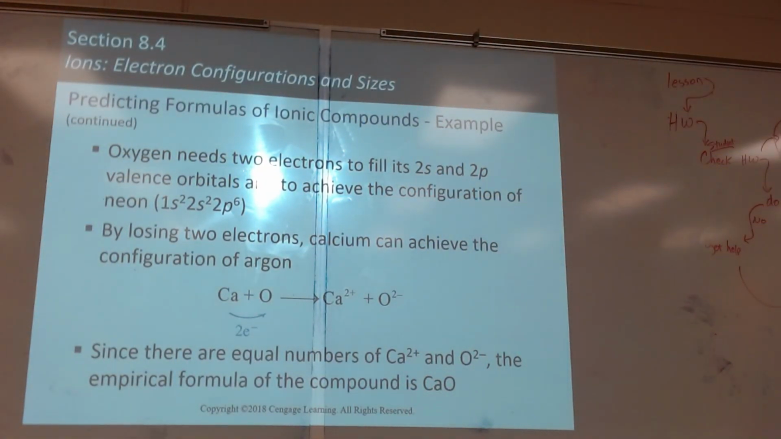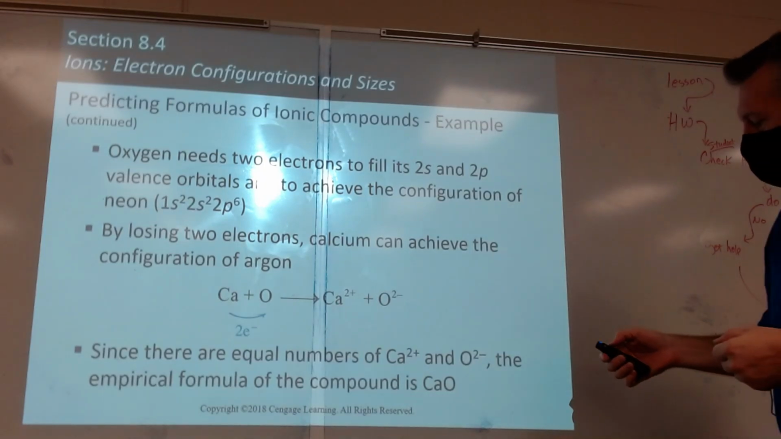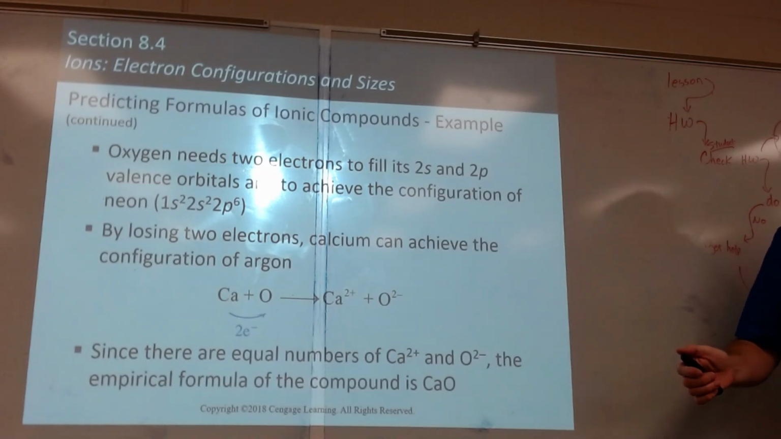They're going to stick together just through electrostatic attraction. The strength of that bond will follow Coulomb's law. Right? So you got a plus 2 and a minus 2. That's my top numbers. And based on how big they are, that will affect the overall strength. And because of this, we're going to do the crisscross. They're going to cancel each other out. And my formula is CaO.